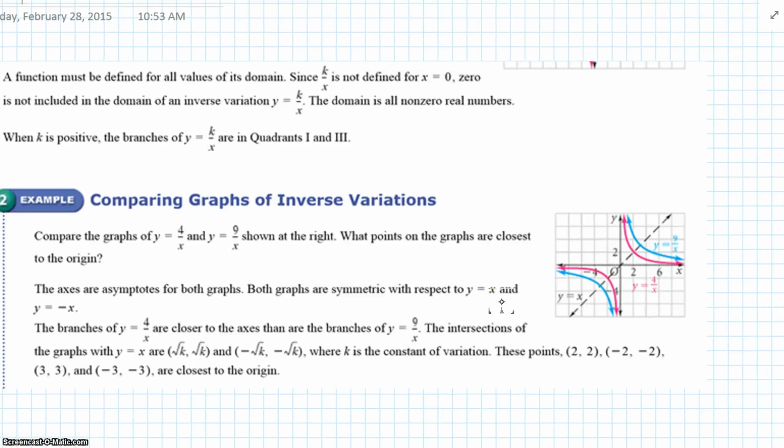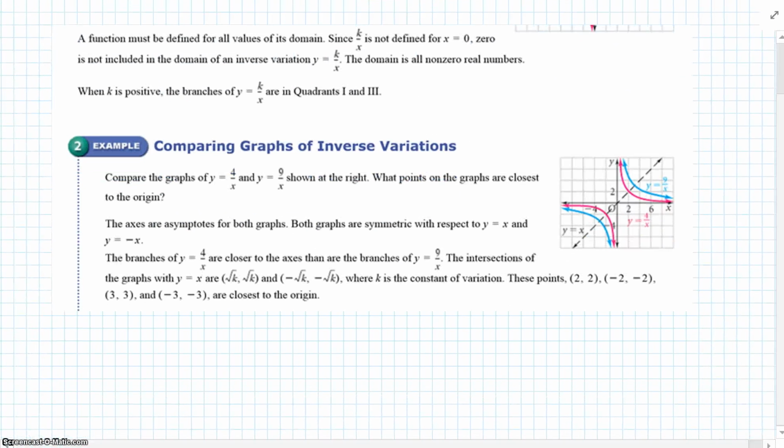Okay, next example. A function must be defined for all values of its domain. Since k over x is not defined for x equals 0, 0 is not included in the domain of the inverse variation y equals k over x. The domain is all non-zero real numbers. When k is positive, the branches of y equals k over x are in quadrants 1 and 3. So there's quadrant 1, quadrant 2, quadrant 3, and quadrant 4. So when k is positive, it's going to be in quadrant 1 or 3. So what do you think about when k is negative? It's probably going to be 2 and 4.